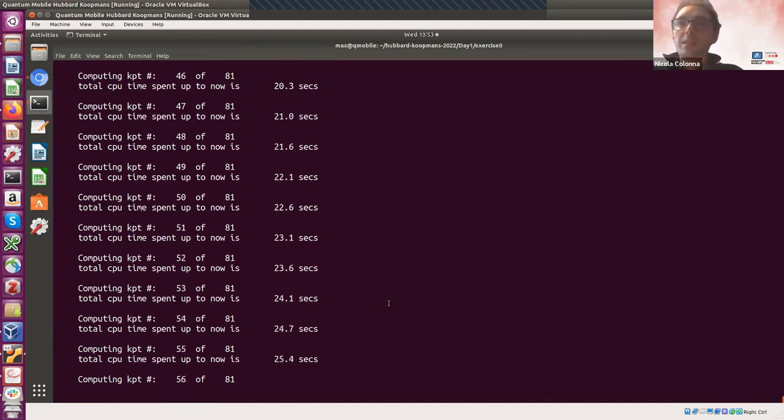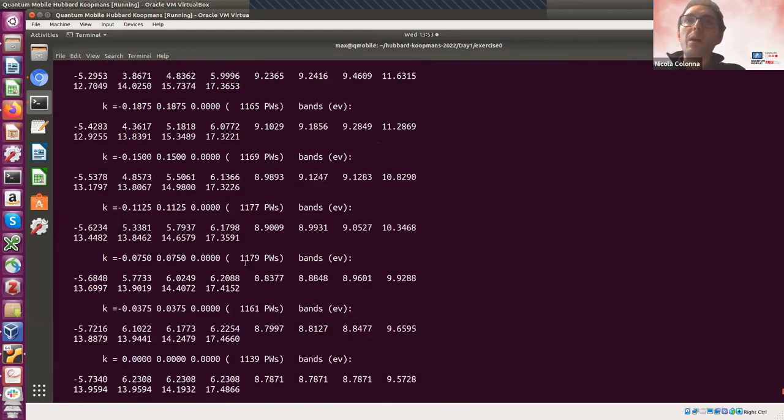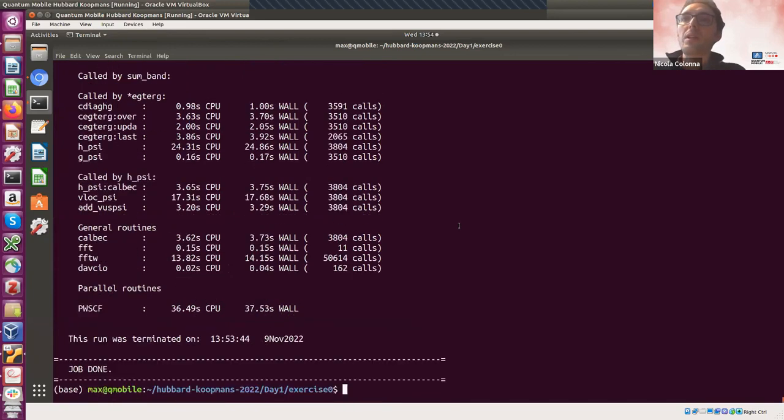And this is something that again is very fast for this simple system. It takes less than 1 minute on this machine, and that's all. Now, if I go a bit up, you see that for each k-point, we have 1, 2, 3, 4 occupied bands plus the 8 empty ones that we asked for.